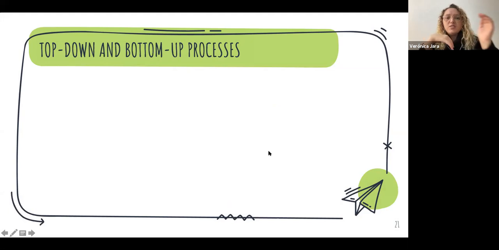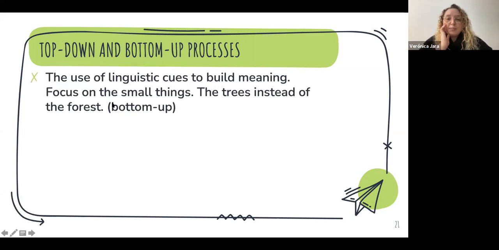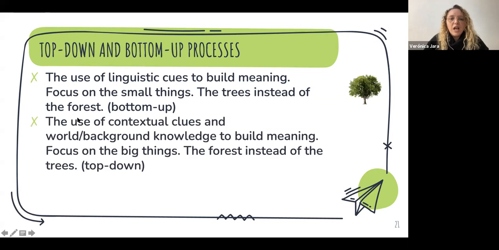Now, when we think of these top-down and bottom-up processes, when we think of bottom-up processes, we are using linguistic cues to build meaning. We're focusing on the small things. We're focusing on, for example, sounds to identify the boundaries of a word. For example, when we look at the trees instead of the forest. We're looking at details. We're focusing on the small things.